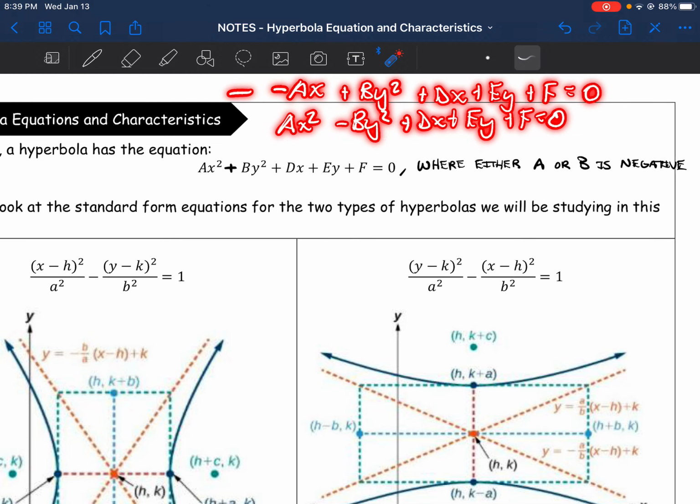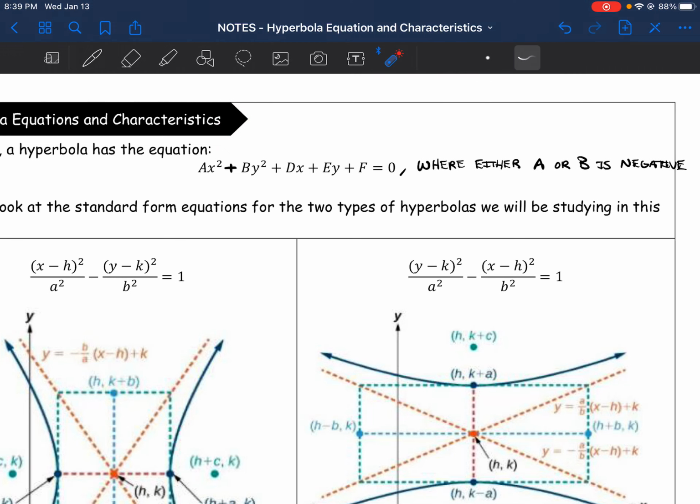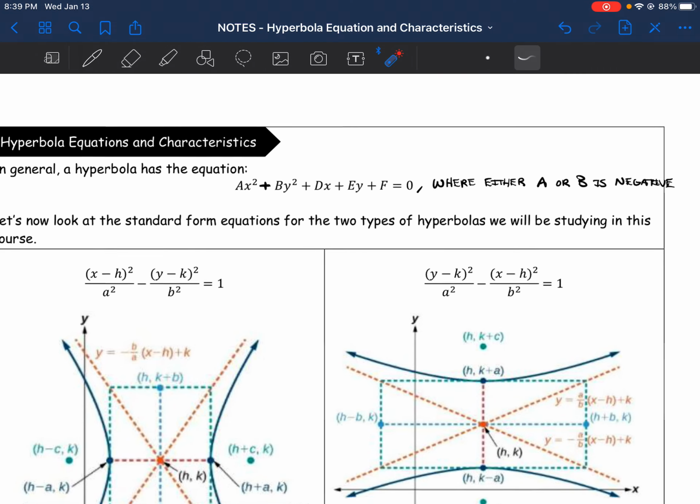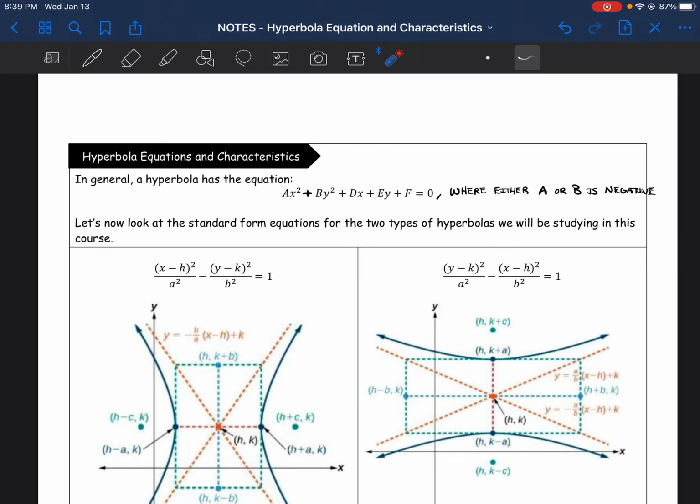But we can see, here the x squared is negative because a is negative. Here the negative by squared, so the y squared is negative because of the negative b, rather. So that's what you need to know when looking at the general form. Either the a or b is negative, but not both. Versus, if you looked at ellipses, the x squared and the y squared were both positive. Same thing with circles. But with hyperbolas, one of the two is going to be negative.